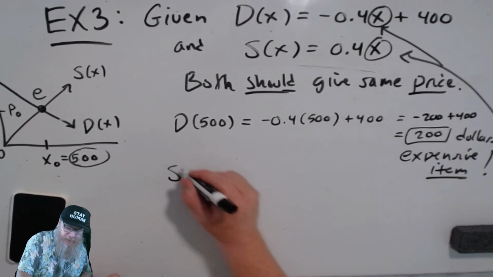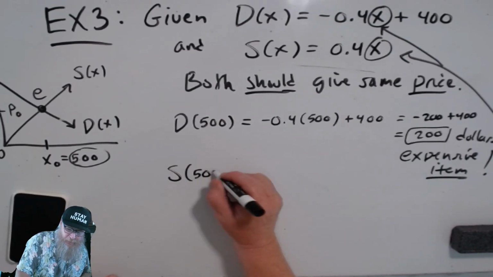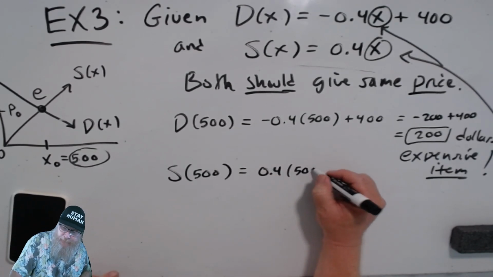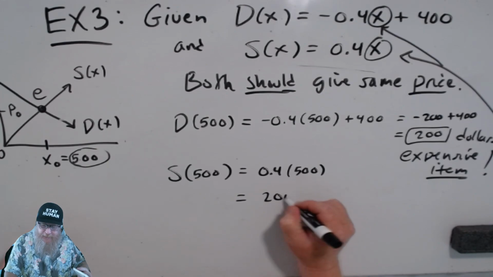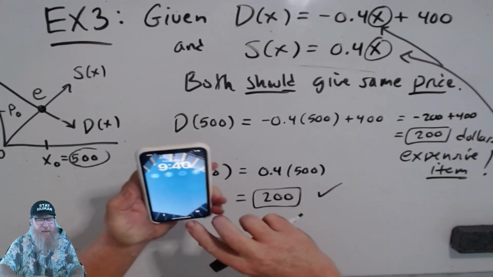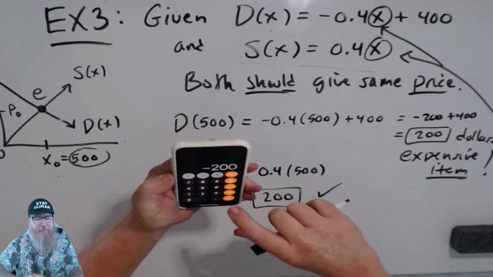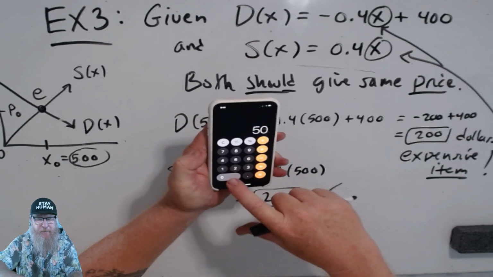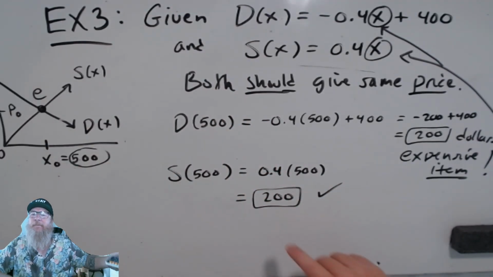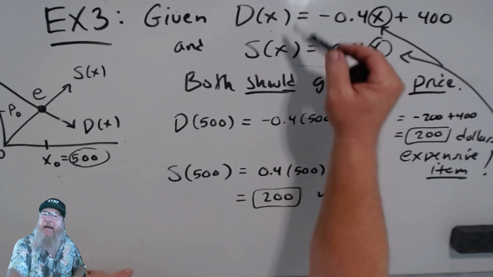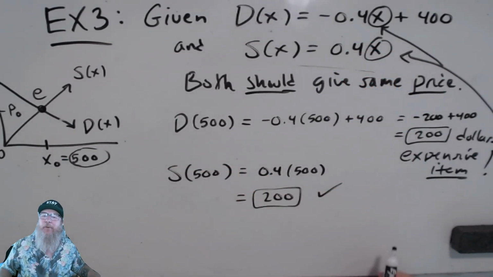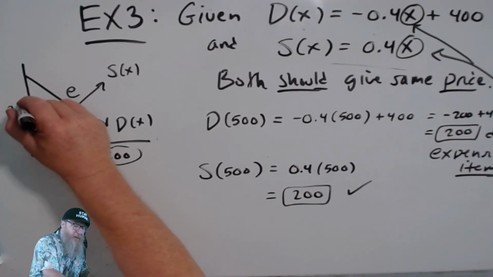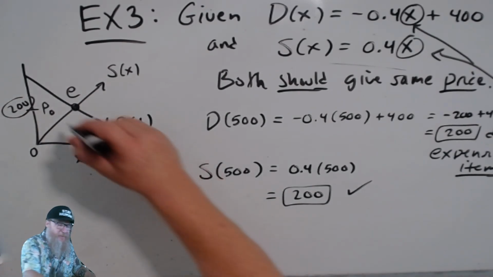$200 is the equilibrium. Let's check the supply curve just to make sure. It's check. I don't even have to do it. I already know it's going to be right. 0.4 times 500. Check. It's 200. So the supply and the demand should equal each other at the equilibrium point. So this item has a $200 equilibrium price.